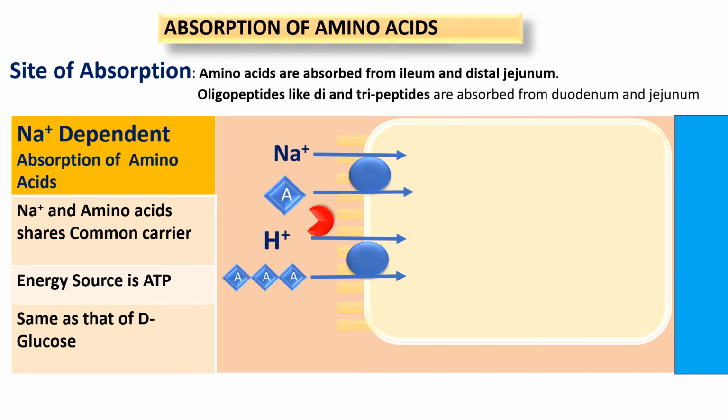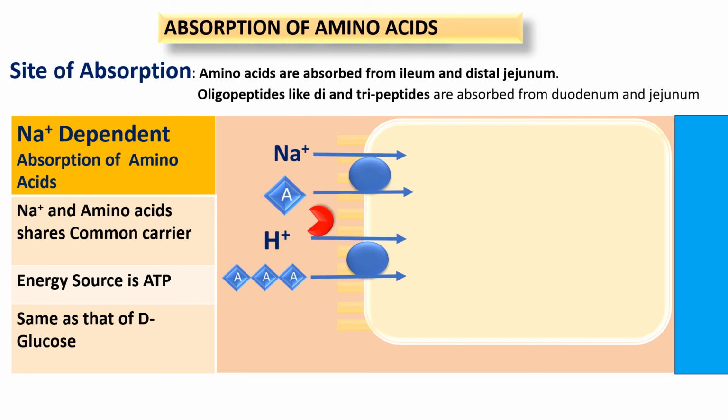Now here you can see that this is an intestinal mucosal cell, in which the amino acids are absorbed. Here you can see this is the brush border of the intestinal mucosa, and the absorption depends on the sodium ion, that is, the sodium ion dependent carrier mediated transport of L amino acids. Similarly, here we have H plus ion dependent carrier mediated transport of peptides. So here it is carrier mediated.